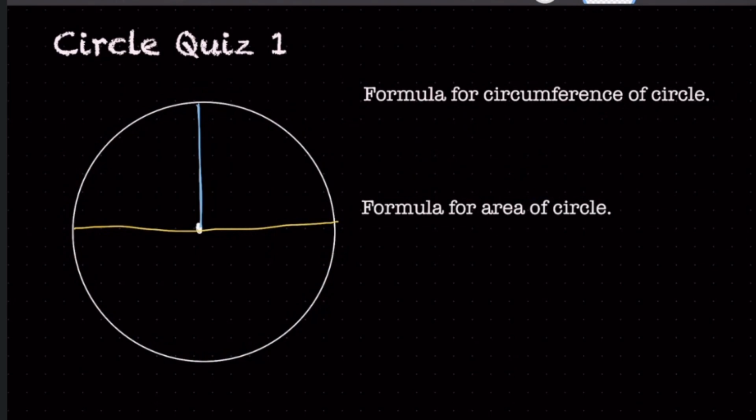Next 2 questions. Write down the formula for circumference of circle and formula for area of circle. Pause if you need to. Now the answer for circumference of circle is pi d, or 2 pi r. Which did you write? Did you write both? Did you get it right? Now, area of circle, pi r square.